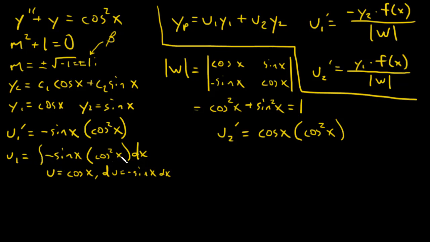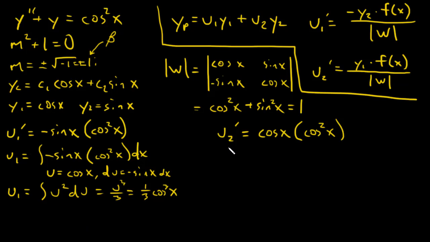So I've got this expression right here, which becomes u1 is equal to the integral of u squared du, which is going to be u cubed over 3 plus c, but we don't need to do the plus c for this. So this is going to equal, what's our u? We set our u up right here, cosine. So this is 1/3 cosine cubed x. Alrighty?